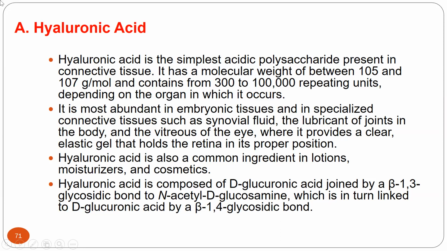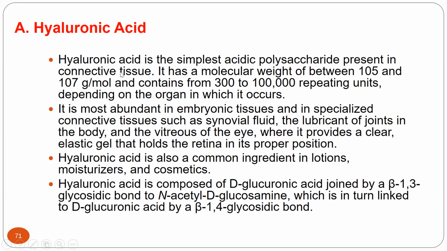Now, why is that? Hyaluronic acid is the simplest acid polysaccharide present in connective tissues. It has a molecular weight between 10^5 and 10^7 grams per mole, and you have 300 to 100,000 repeating units, depending on which organ it occurs in.